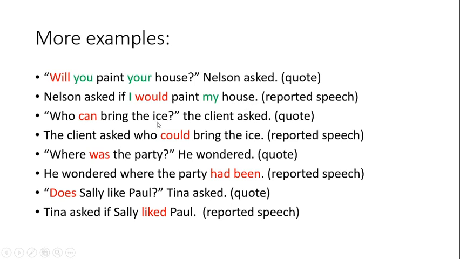The same happened here. The connector is the subject, so we don't have a subject here because the connector is the subject in this sentence. So we only keep the change of the tenses. Here, the subject is the party. The question is an information question, so we keep the connector after the reported verb, and then the order of a normal sentence. We don't say "where had the party been", but we say "where the party had been", changing simple past to past perfect.